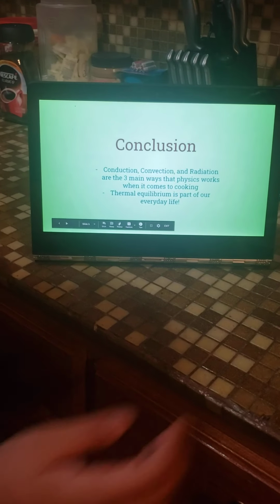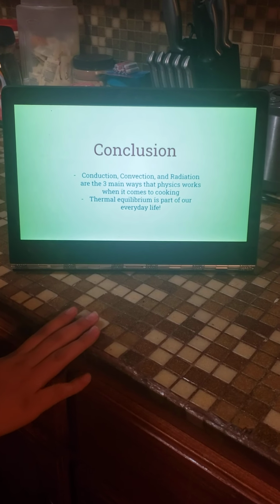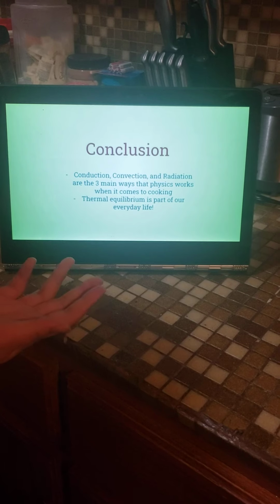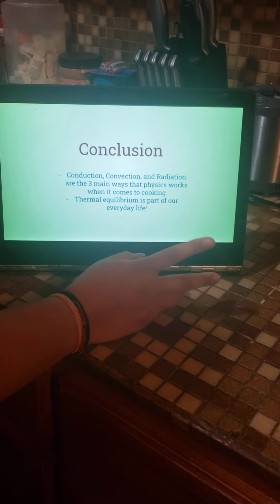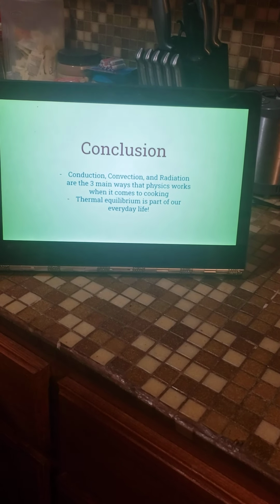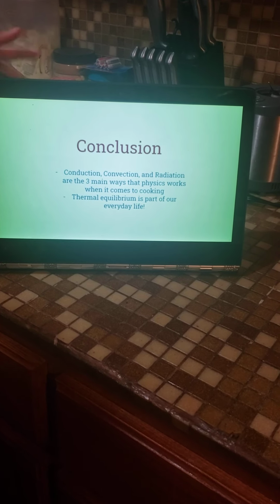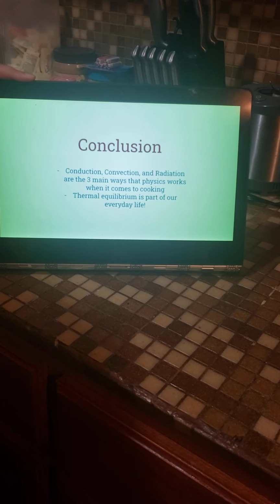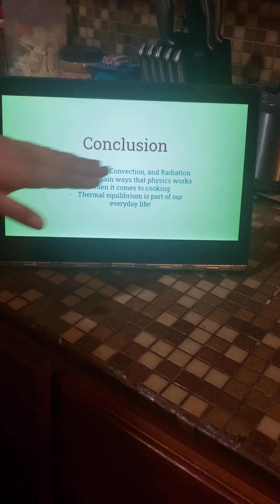And then finally is my conclusion. The three main things that I talked about were the three different types of heat transfer that happen when it comes to cooking and physics, which are conduction, convection, and radiation. And I also wanted to introduce the topic of thermal equilibrium because it is basically part of everyday life when it comes to cooking and physics. And in my paper, I will go into more depth talking about these concepts and exploring how each of them works.